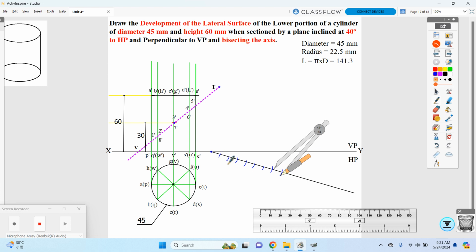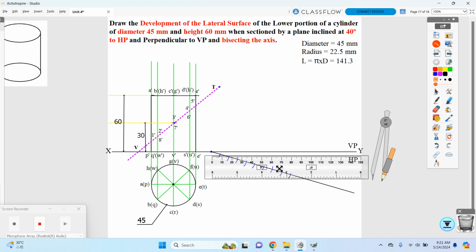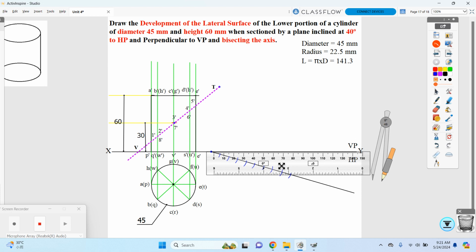So 1, 2, 3, 4, 5, 6, 7, 8. One more we can draw, that is your ninth point, the ending point. Okay. Now take your scale, keep it on the first point of your line and identify where it starts.